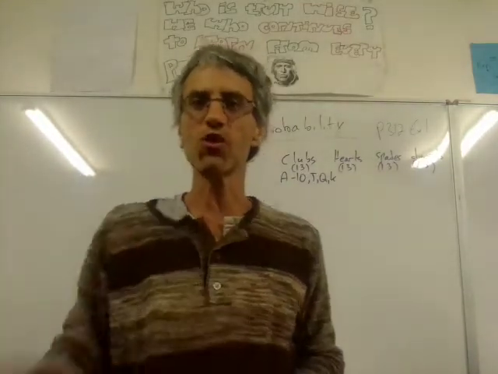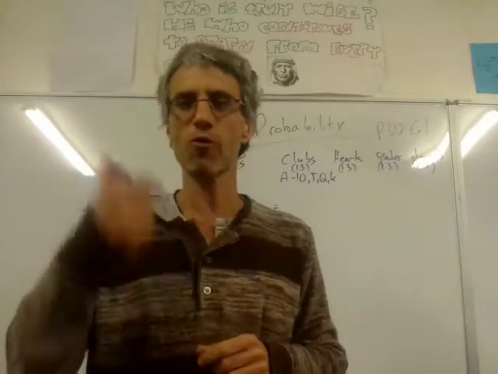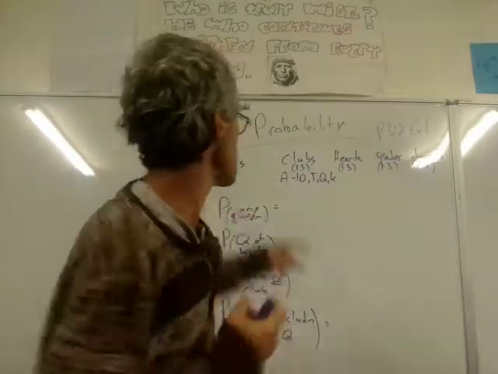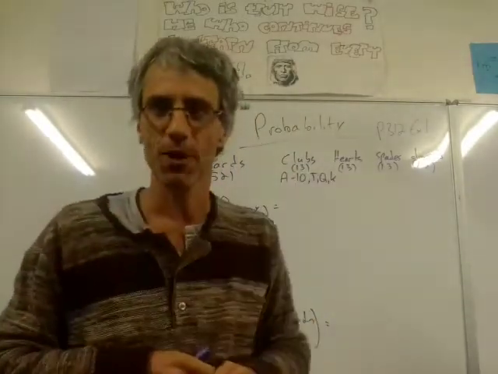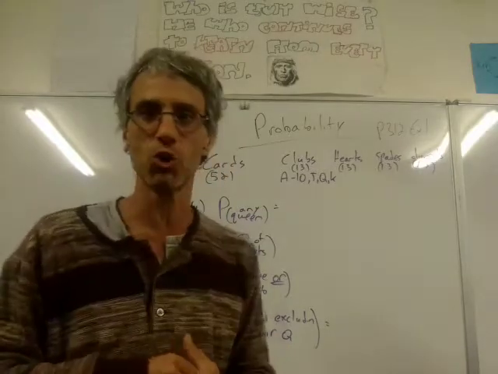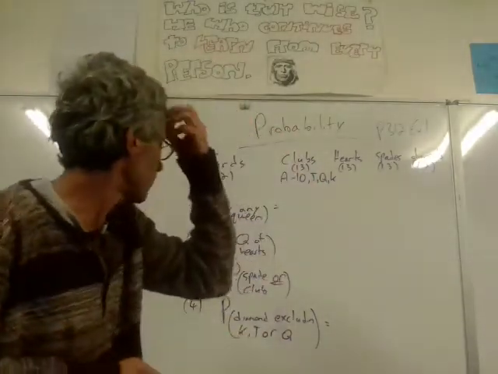In each one of these suits, we have 13 cards. So ace, 2, 3, 4, 5, 6, 7, 8, 9, 10. These are 10. Plus 3: jack, queen, and king. So each suit is 13. 4 suits gives you a total of 52 cards. No jokers and all that stuff. Okay? Now let's solve these problems.